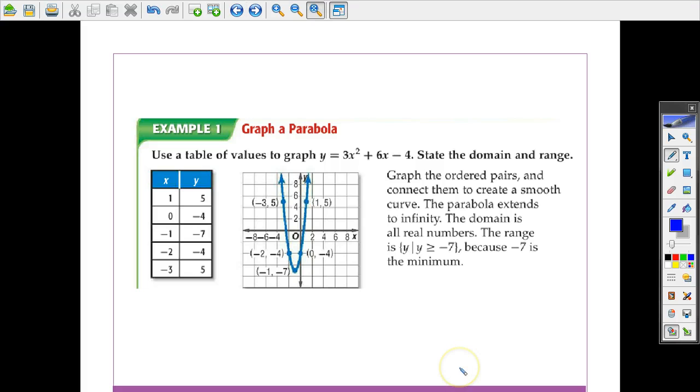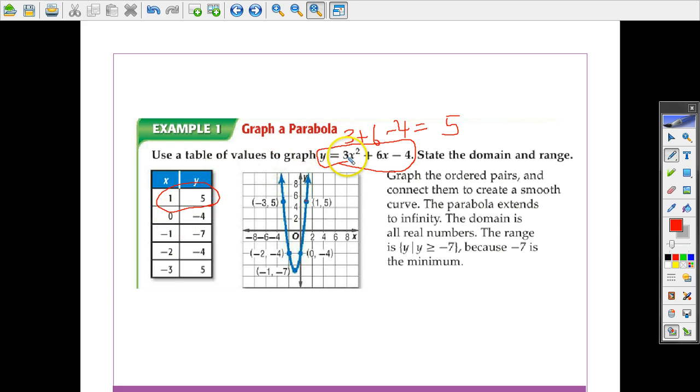Use a table of values to graph y equals 3x squared plus 6x minus 4. State the domain and range. So here's a table. Just like we did for linear functions, you give some x values and then plot them. So when x is 1, 3 times 1 squared is 3, plus 6 times 1 is 6, minus 4, which equals 3 plus 6 is 9, minus 4 is 5. And that's how they got 1, 5. So they plotted 1 and 5. That's the first point.